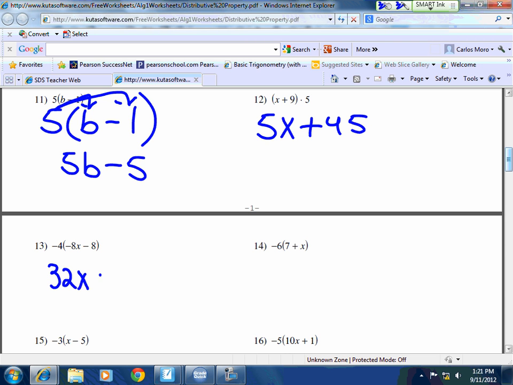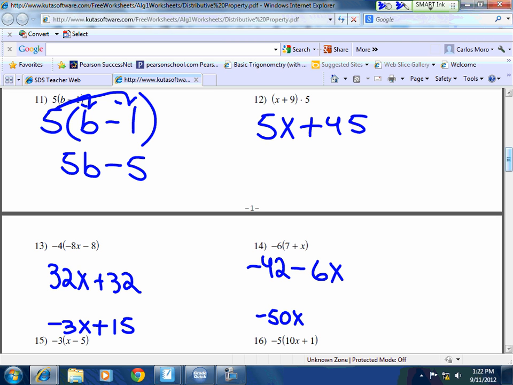32x plus 32. Awesome. Next. No, not 42, my man. Very good, son. Negative 42 minus 6x. Yes. How about 15? Next. Negative 3x plus 15. Awesome. Next. Negative 50? No. Negative 50x. Very good, sir. Minus 5. Awesome. Makes sense, guys? We're doing good? Doing well? Awesome.